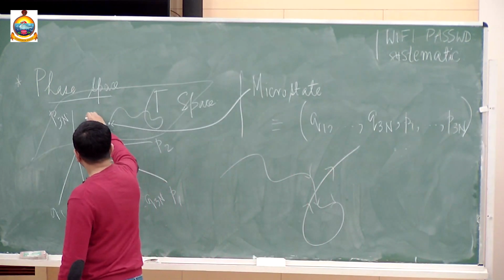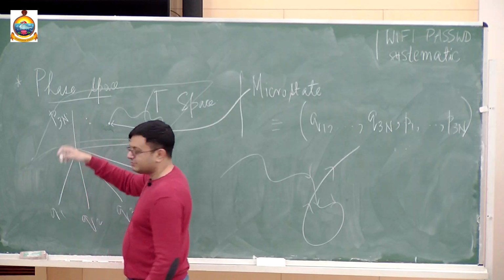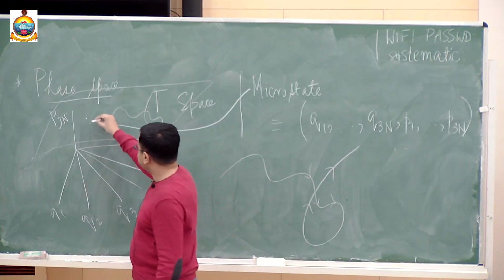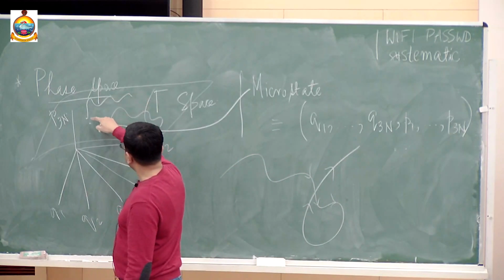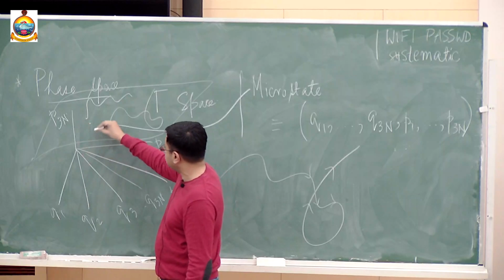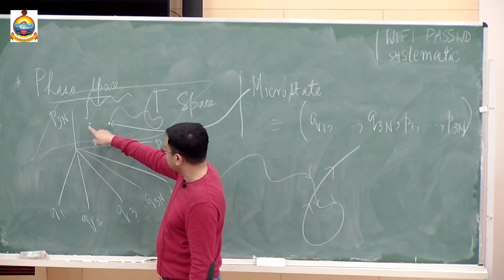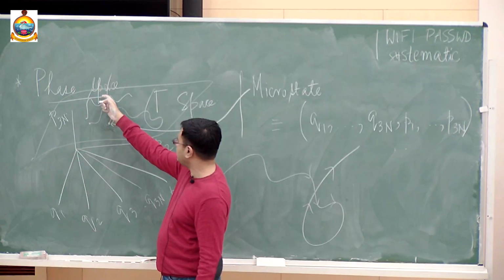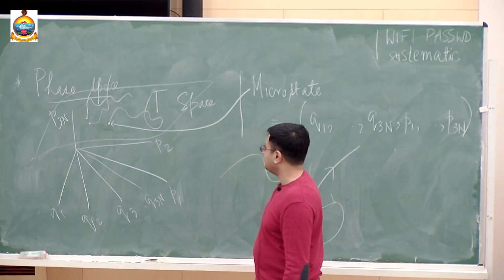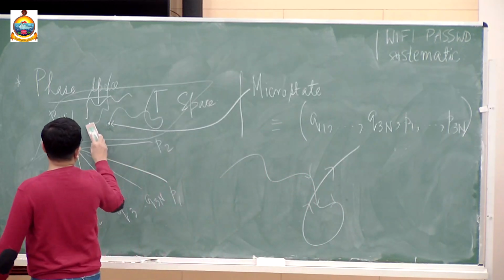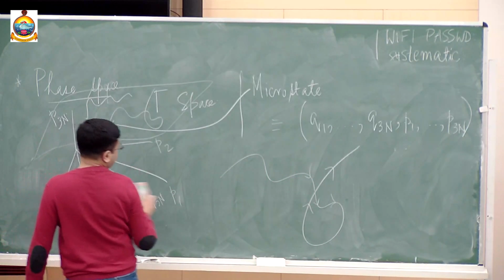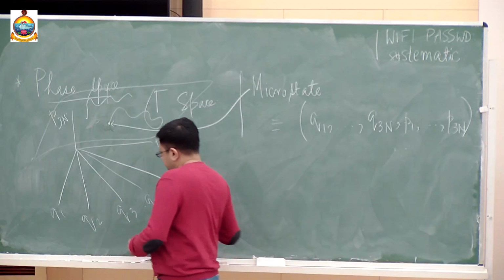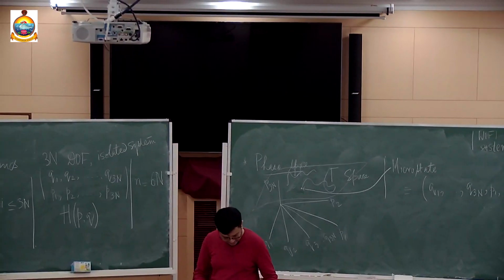Also, if you have two trajectories starting from two different initial conditions, they also cannot cross each other. So you cannot have a situation like this. There is a phase space trajectory starting from this point, and a different one starting from a different point, and they cannot cross each other, because then you will have indeterminacy at the point of intersection. So these things are not allowed. So that's the definition of a microstate.